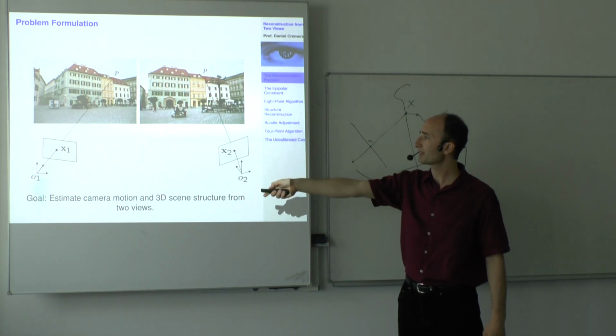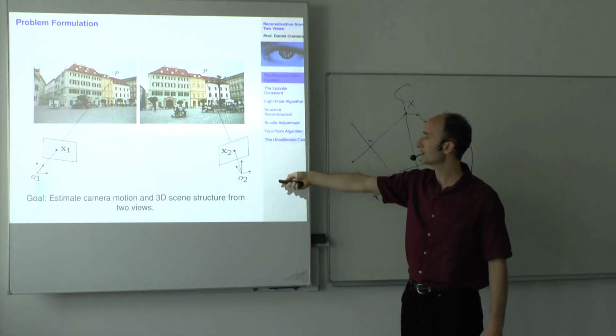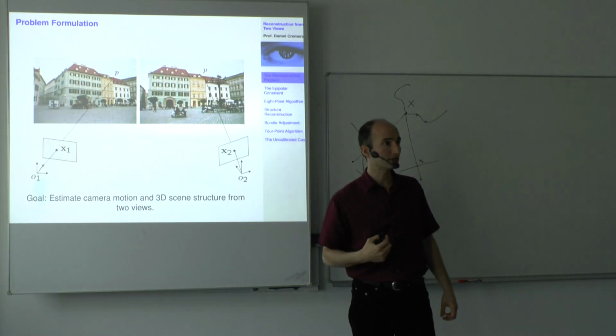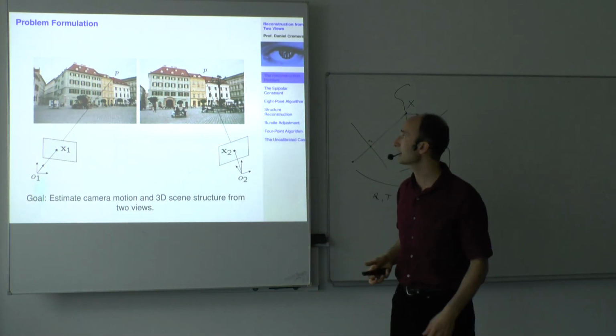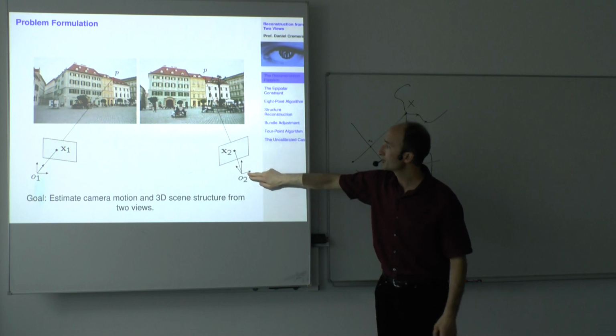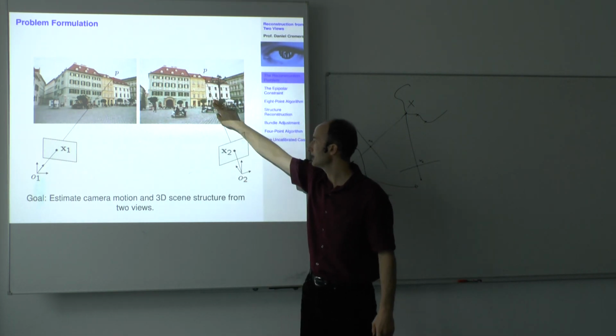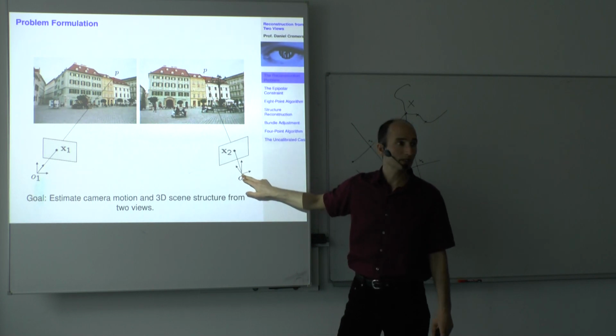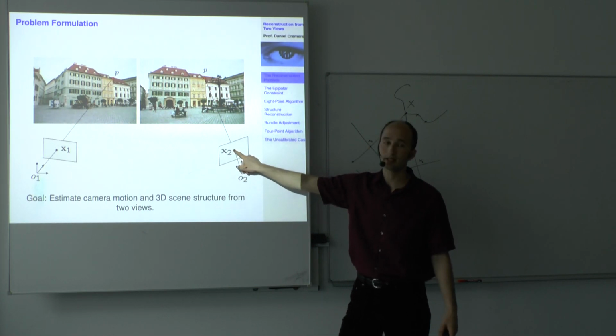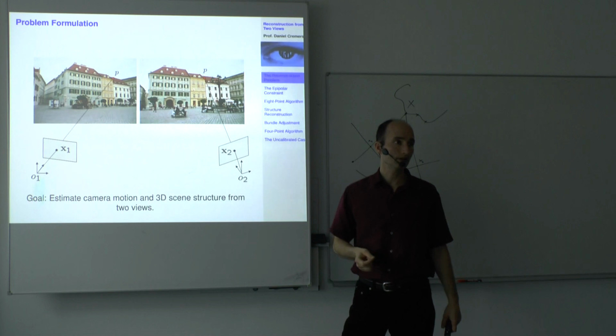And we call the camera centers O1 and O2, O for origin. That is where the center of the camera is. And remember, the perspective projection is such that you just take the ray from the 3D point through the camera center, and where it intersects the image plane, that's your 2D location.